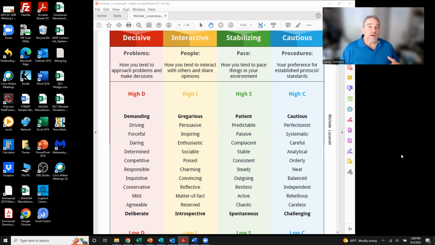You might make small talk before the meeting. When you're in the meeting, you might lead the discussion. You might have a whole lot to say about it. But if you have a lower I score, you're more reflective, matter of fact, and reserved. You're going to be the one who listens. You're going to listen to other people talk.